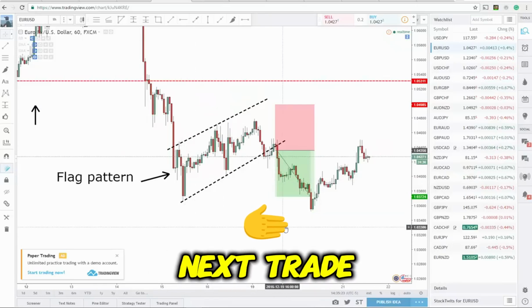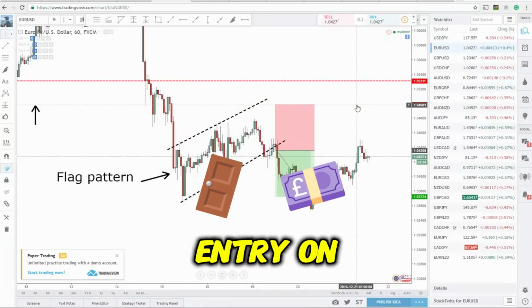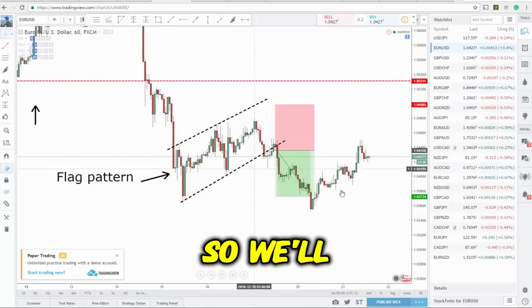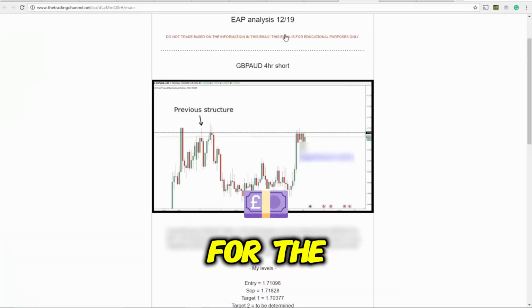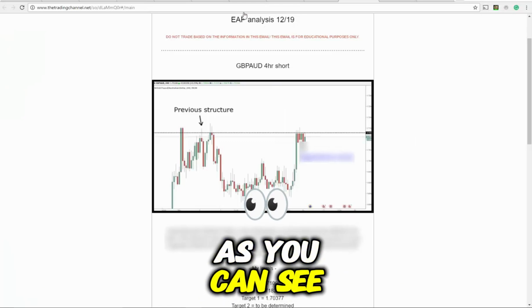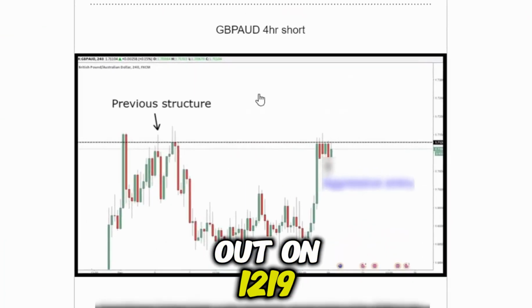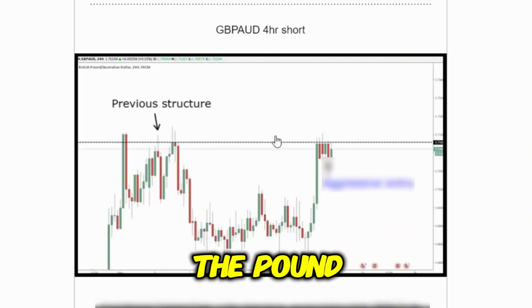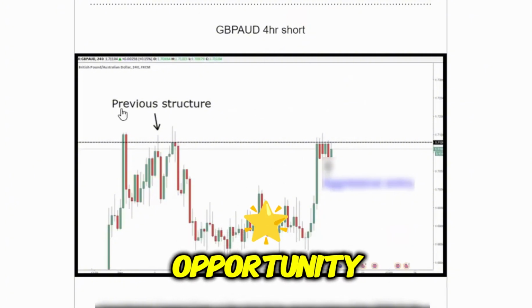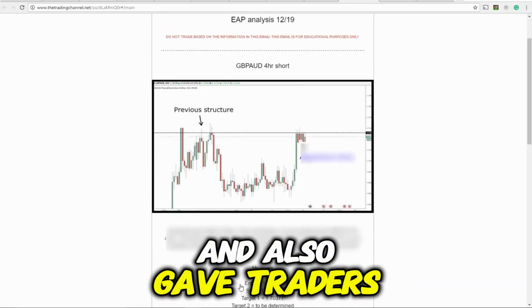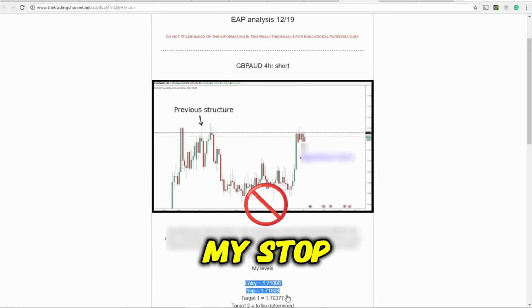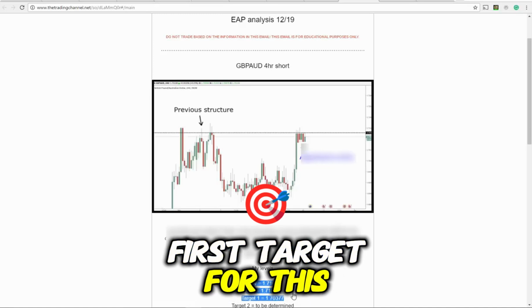For the next trade, we spotted a nice entry on the pound Aussie. We'll take a look at that analysis in the email first. Here's the emailed analysis for the pound Aussie trade. As you can see, this emailed analysis came out on 12/19. We were looking at the pound Aussie as a shorting opportunity, and as you can see, we had pointed out a key level of structure here. I also gave traders my entry, my stop, and my first target for this trade.